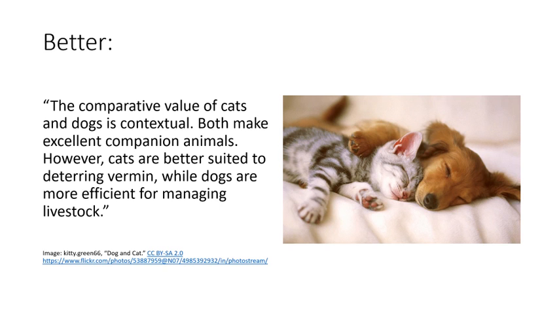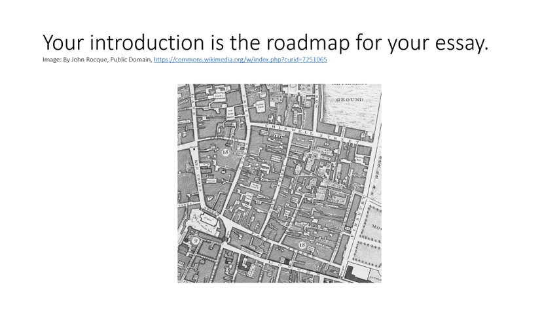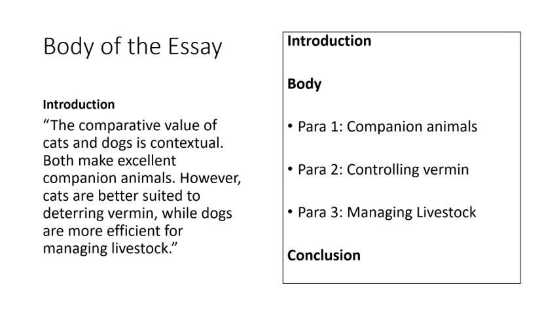Let's move now to the body of the essay. Think of your introduction as a roadmap for your essay. Your introduction doesn't present your evidence, but it tells the reader what evidence you're going to present and why it matters. Just as a map represents the ground it covers, your introduction represents the structure of your essay. So sticking with our example, the body of the essay should reflect the reasons why the value of cats and dogs is contextual in its structure.